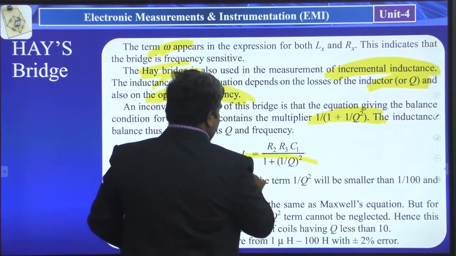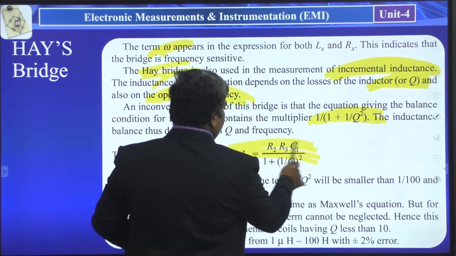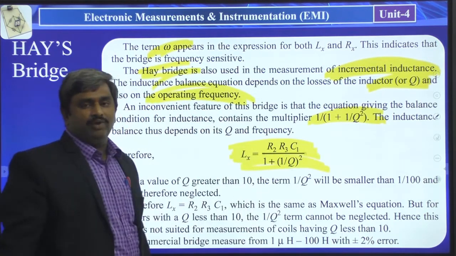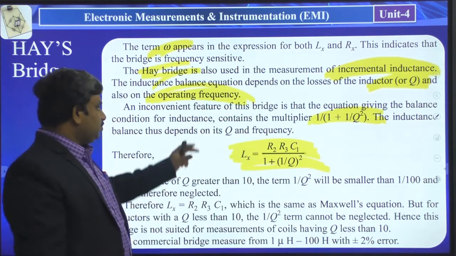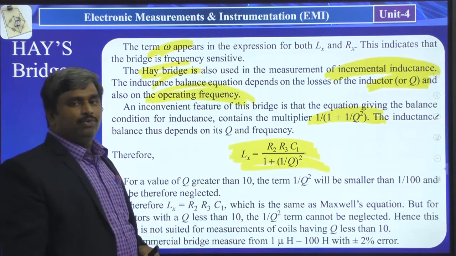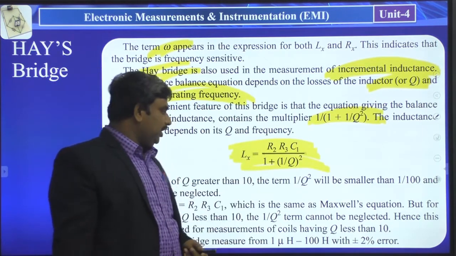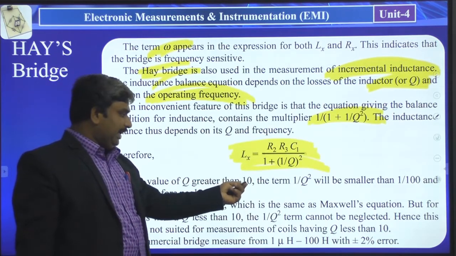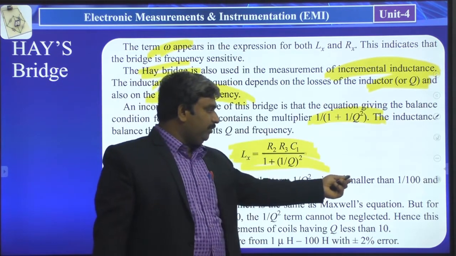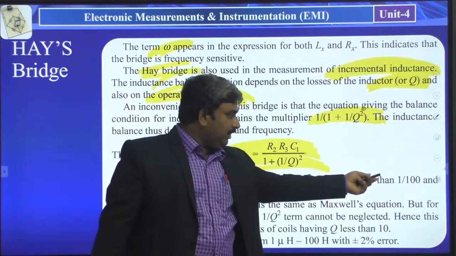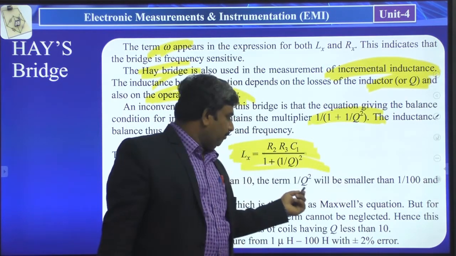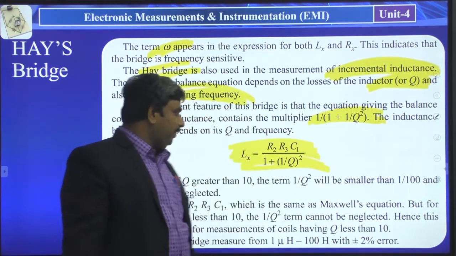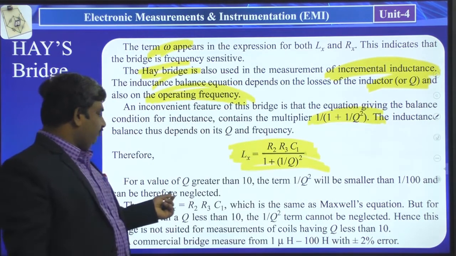So here the Lx is equal to R2 R3 C1 by 1 plus 1 by Q square. So this is the Lx value with the Q parameter. For a value of Q greater than 10, the term 1 by Q square will be very small. When Q is equal to 10, 1 by Q square is equal to 1 by 100, and it can therefore be neglected.